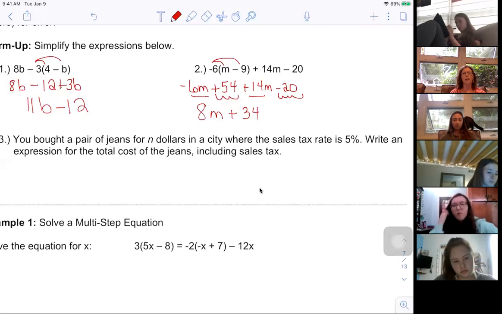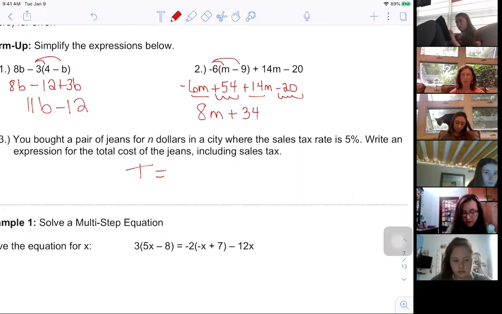All right, so we buy a pair of jeans. Those jeans are N dollars. The sales tax is 5%. How would we get the total cost of the jeans? Can somebody give me an expression that you found for the total cost of the jeans? Helene, do you have an idea how we would write the expression for the total cost of the jeans? Would it be total equals N over 5?